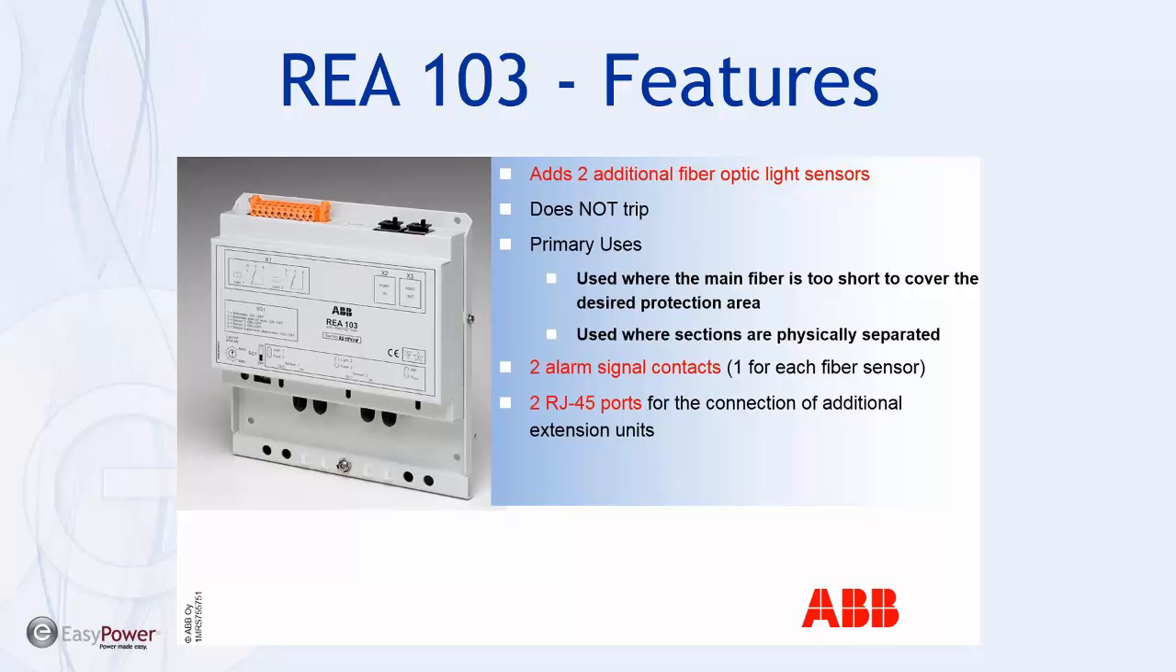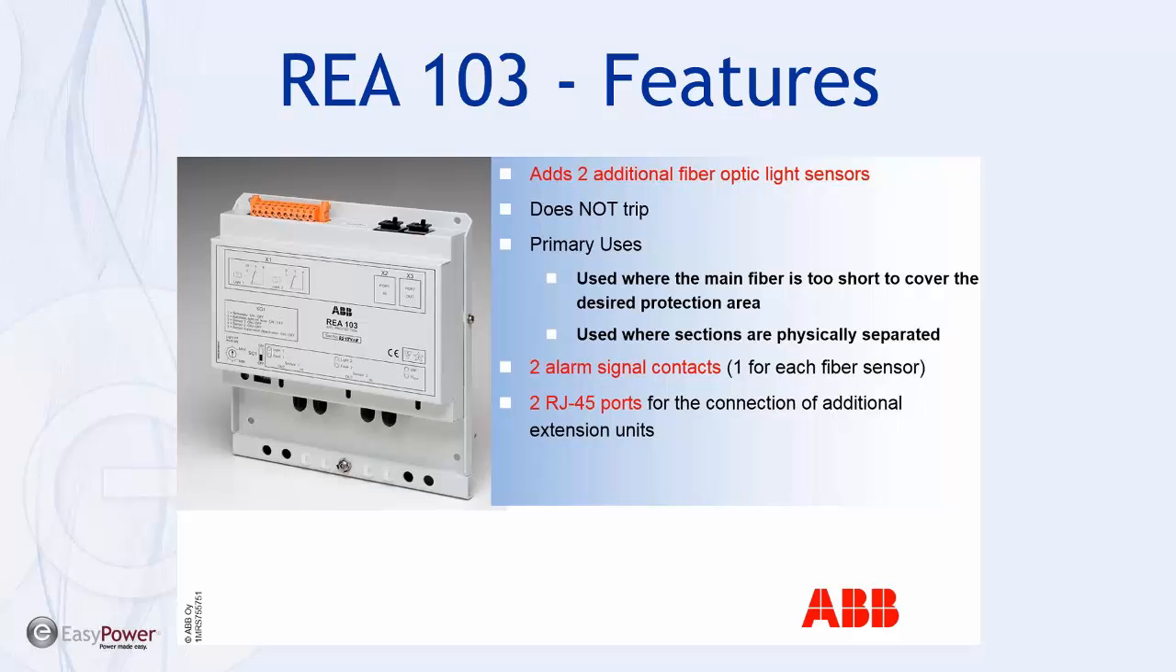Now let's move on to the REA 103. This has 2 fiber optic loop sensors. It doesn't do any tripping. What it does is it detects light, sends it back to the main unit, which does the tripping. It has a couple of alarm contacts. These are not tripping contacts. They're just used for alarm. And you got the RJ45 ports for connecting additional extension units.